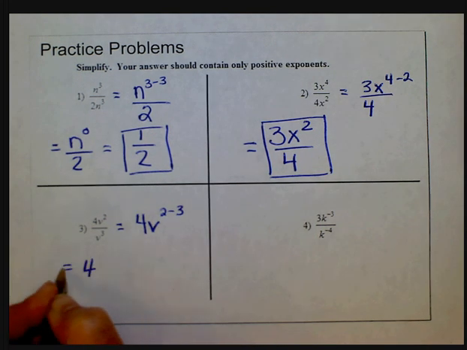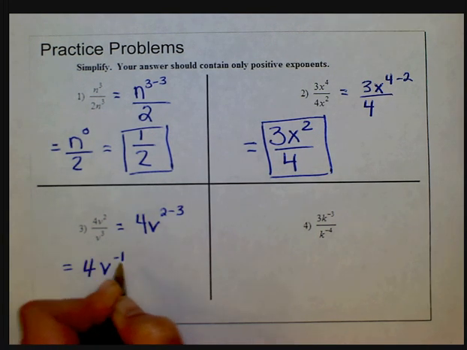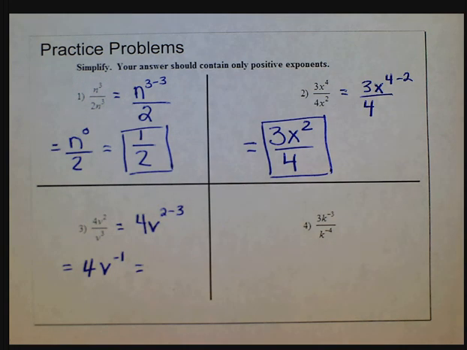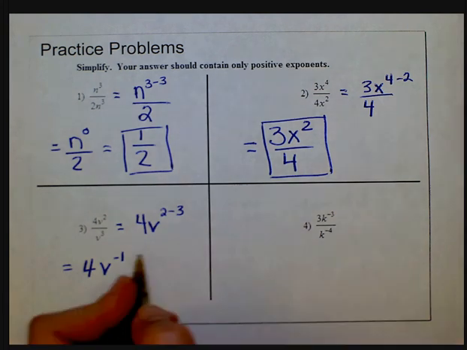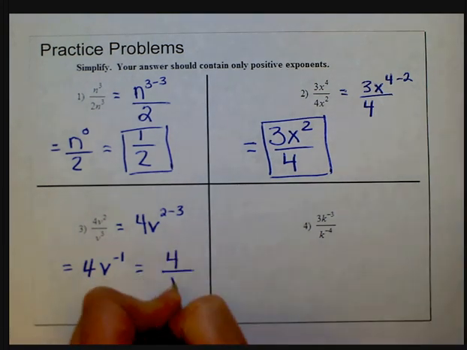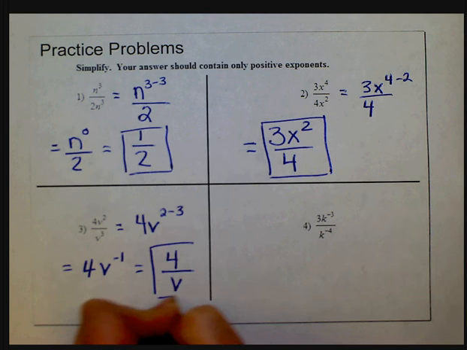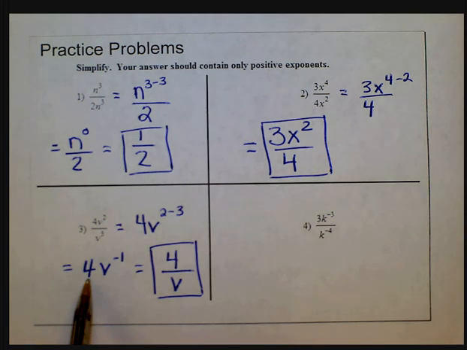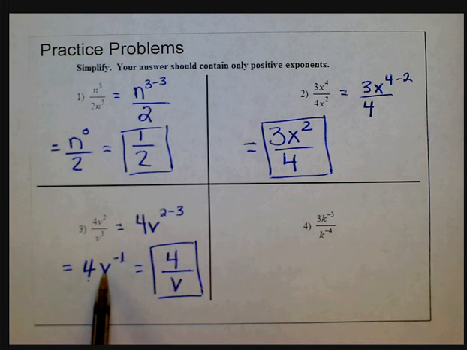So this will become 4v to the negative 1. Now remember, our directions said no negative exponents. So that v to the negative 1 means take the v to the first and move it to the bottom of the fraction to get rid of the negative. So we have 4 divided by v as our final answer. The 4 stays because it's not attached to that negative exponent. Only what the exponent touches, and that's the v. So the v to the negative 1 has to go as a v to the first on the bottom.